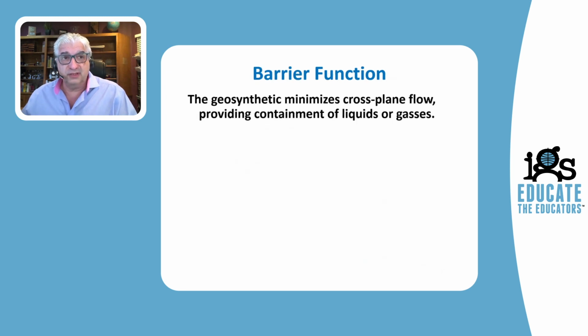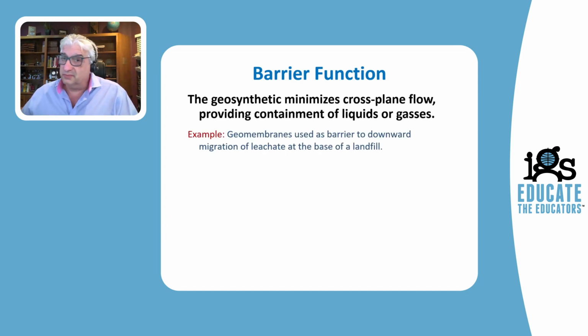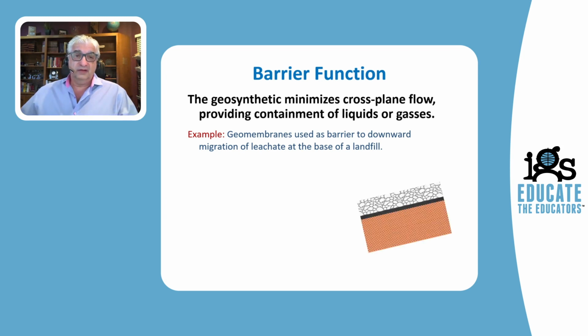The second important hydraulic function is the barrier function. In this case, we need to minimize cross-plane flow. For example, a geomembrane used as a barrier to downward migration of contaminated liquids at the base of a landfill. Here we have an illustration of, let's say, the bottom of a waste containment facility in which we have a subgrade, a drainage layer, and a geosynthetic barrier.